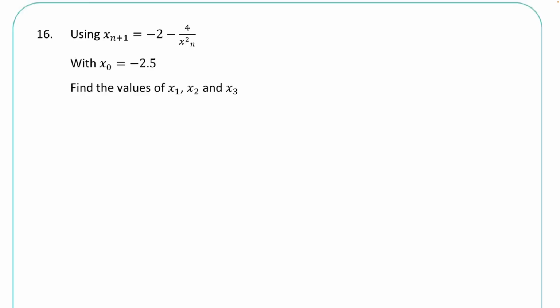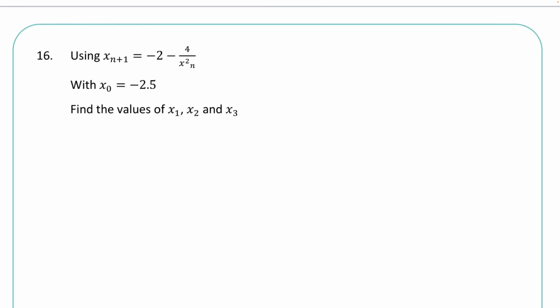Okay, so for this question we have some iterations. Iterations is definitely a calculator exclusive topic here for this one. We need to substitute this in. So all I'm going to do is write on my calculator how I'm going to type this in. So we have our iterative formula, minus 2, take away 4 over the current x value that we're using squared. So it says start with negative 2.5. So a bit of an awkward one to start with.